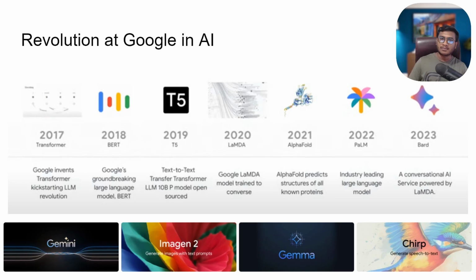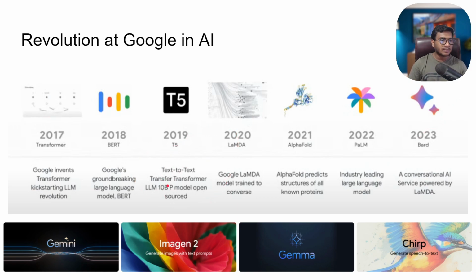B-A-R-D, Bard. I think we used to use Google Bard, right? That means it is the ChatGPT kind of interface, I think, remember. Nowadays, this Bard has been replaced with Gemini. So now we search for Gemini, but previously we used to search for Bard, right? So this was the first application that Google published.